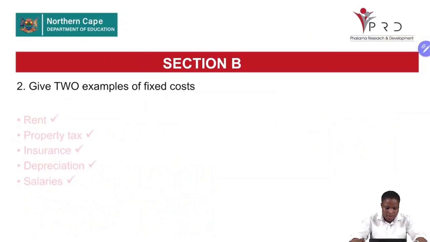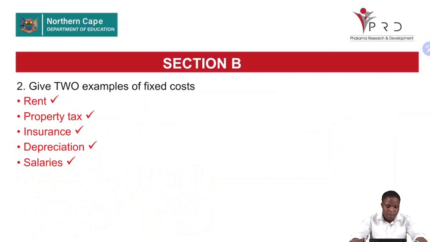Right, the answers will be rent, property tax, insurance, depreciation, and salary. Salary can be fixed for a year, rent can be fixed for a year, also insurance and property tax. Depreciation can be a fixed cost, meaning even if the production changes, the cost of this will remain the same. Doesn't matter how much you produce, the cost does not change with production.